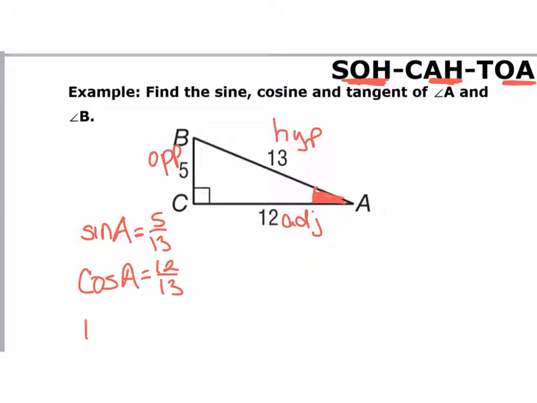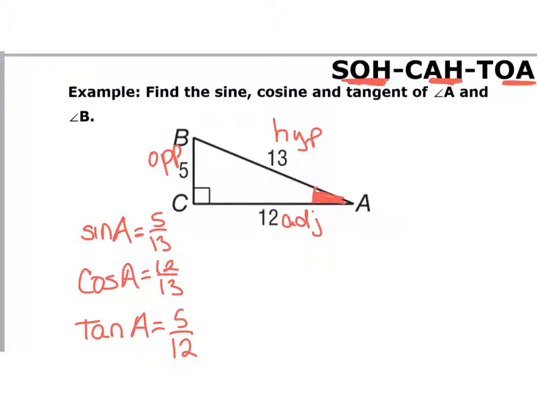All right, and then the last one, tangent, TOA. So I'm going to abbreviate this, TAN, of angle A. TOA, opposite over adjacent. What's my opposite? 5 over 12. And then my adjacent is 12, so 5 over 12. And then ask yourself, can that reduce? Nope, I'm done. That was easy.